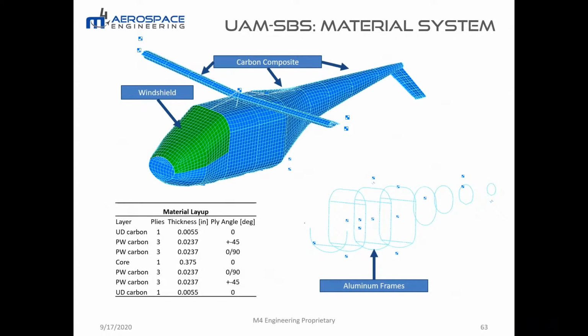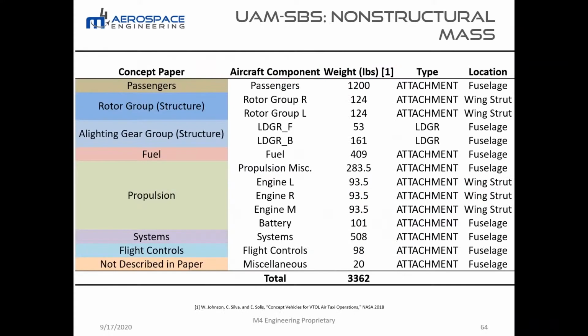For our material layup, we've gone sort of a standard carbon sandwich here with UD on the outside, and then alternating plain weave carbon plus minus 45 and 0/90, 3 plies each, and we've got a symmetric layup here. And then for our optimization, we're going to size those outer carbon UD layers to give us our optimized design here. In addition, we're also going to size the aluminum frames with the radius, so they're represented as rod elements.